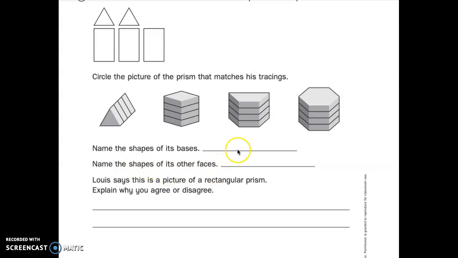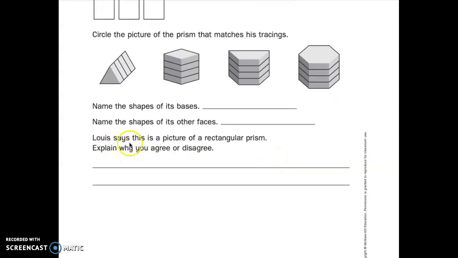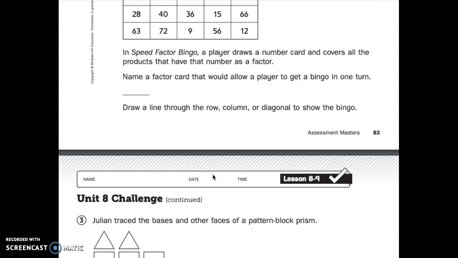Okay, so we're going to need shape 1 and shape 2. This one's the base. What are the other faces? And then Lewis says this is a picture of a rectangular prism. Explain why you agree or disagree. So let me know if you agree with Lewis, if you disagree, and why. Okay, enjoy!